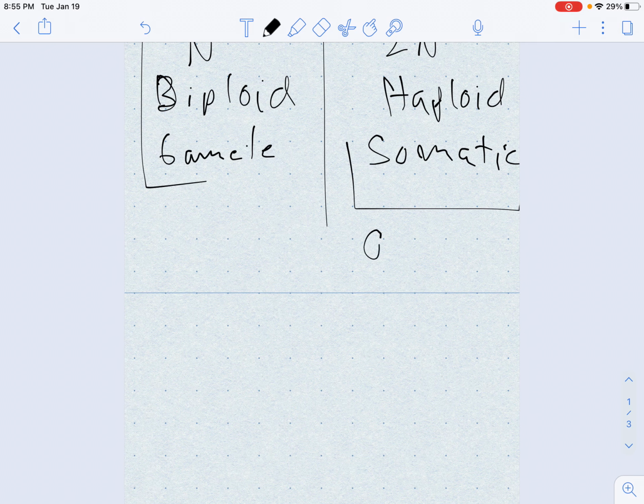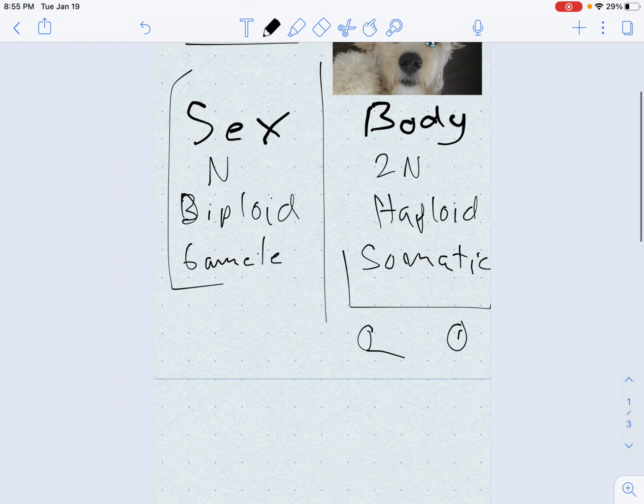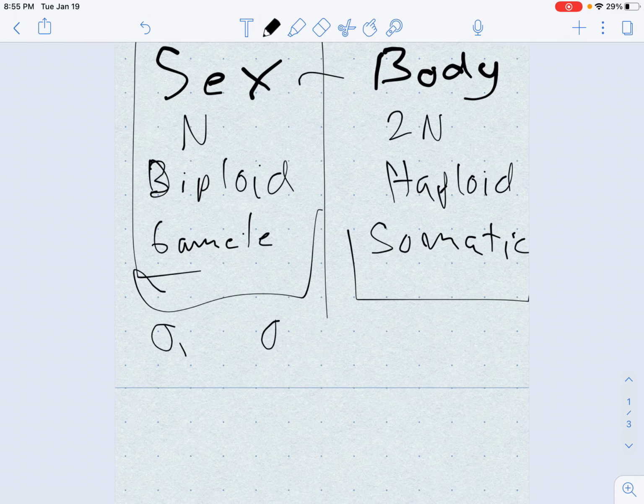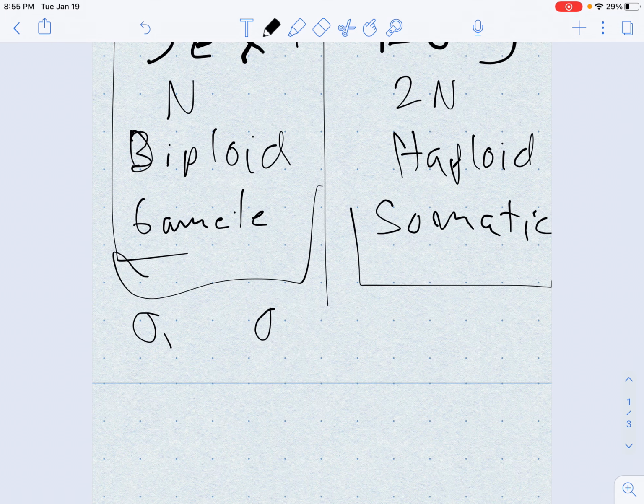So it's pretty much just the sperm and the egg. Sorry, I got mixed up. These sex cells are pretty much half the DNA in order to create a new human being.